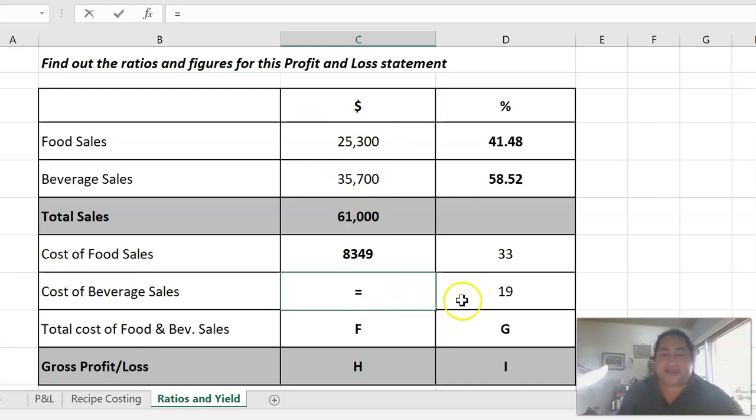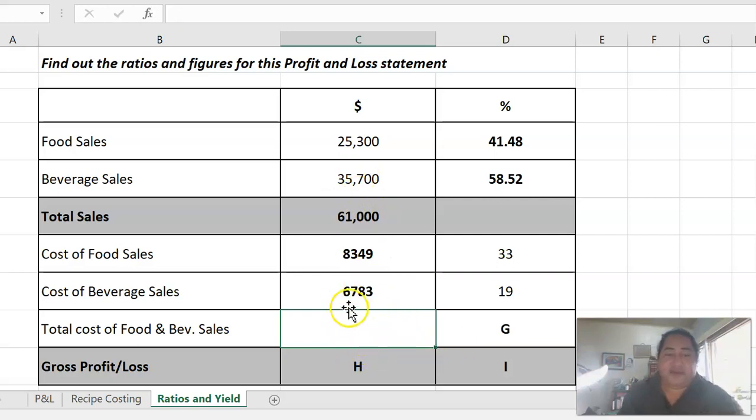The same we do here with E. So equals beverage sales times 19, divide by 100. I'm going to do it very slowly for you. It basically means that of the 35,000 sales we made, 6,783 was the cost. So you take that away from that. It's a very easy one.